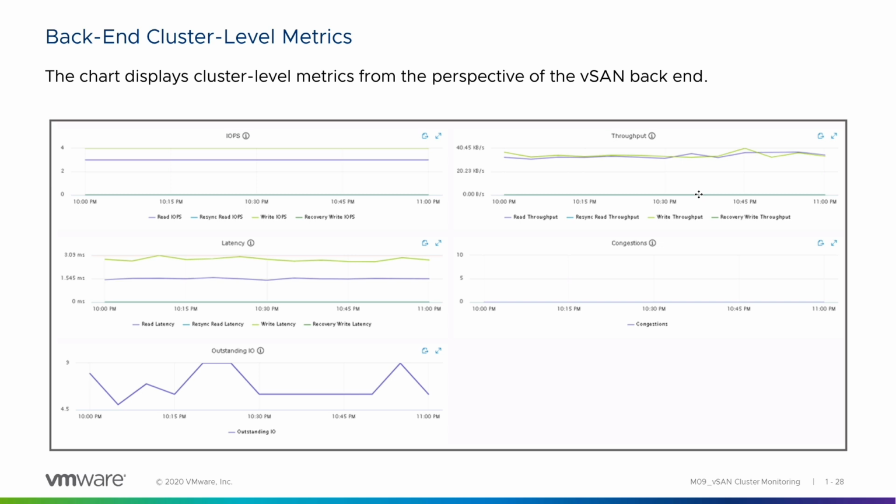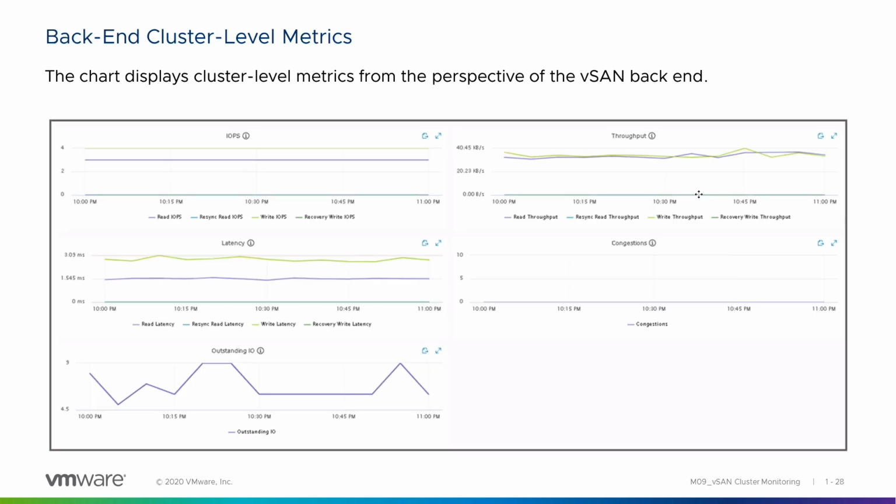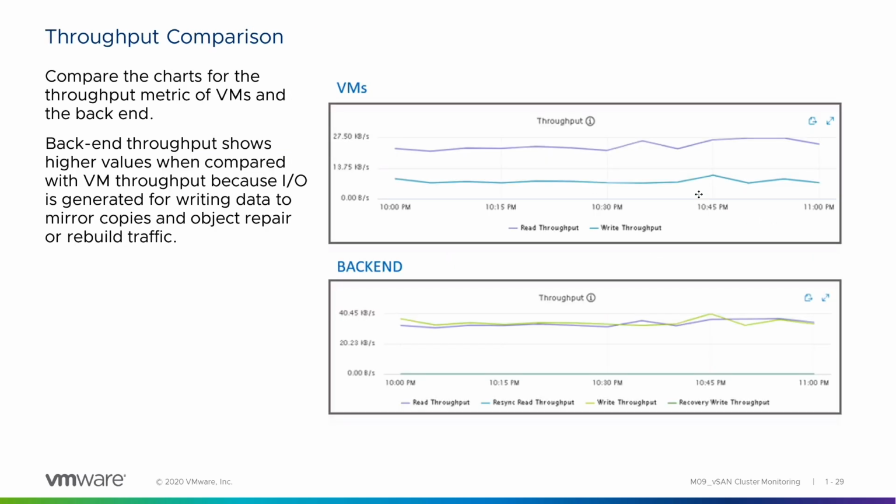Once again, if I go back to the previous page where we're talking about cluster level metrics for VMs, here again we're talking about backend cluster level metrics. Remember you can compare different charts in order to truly understand what is being generated by the VMs and what is being generated by additional routines taking place simultaneously. This page says throughput comparison, and it says compare the charts for the throughput metric of VMs and the backend.